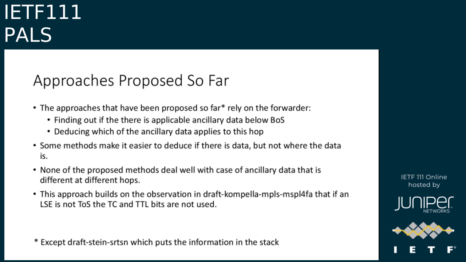So the approaches so far that have been looked at rely on the forwarder finding out if there is any applicable auxiliary data below the bottom of stack and deducing which of that auxiliary data needs to be applied at this hop. And we already do this, for example, when we sneak a look at the transport fields, for load balancing. Some methods make it easier to deduce if there is data, but not where the data is. None of the proposed methods really deal well with the case of auxiliary data that is different at different hops.